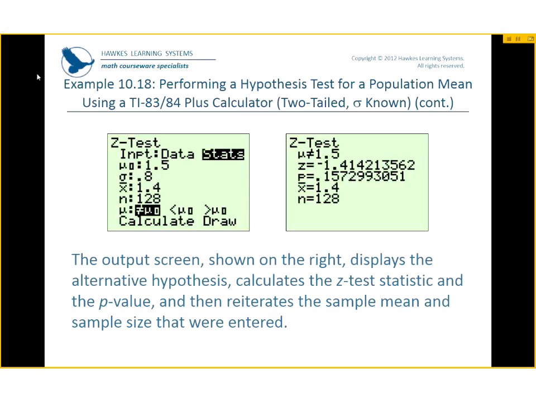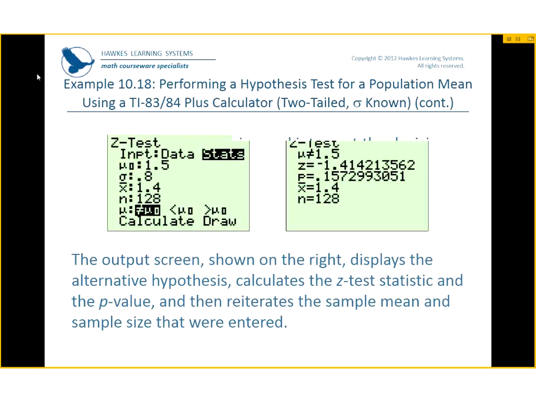And if you look at those, let's talk about them. So what do we know first? The first was the mean doesn't equal 1.5, and that was your alternative, correct? So then you're going to see z equals negative 1.41. That's just your z statistic. You didn't have to work it out. p equals 0.1572, and then sample mean is 1.4, and n equals 128.